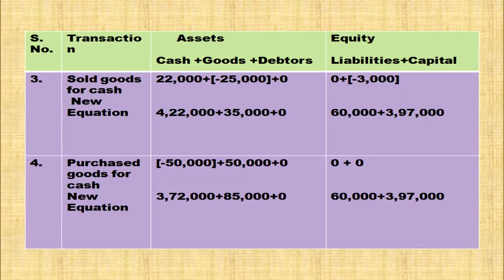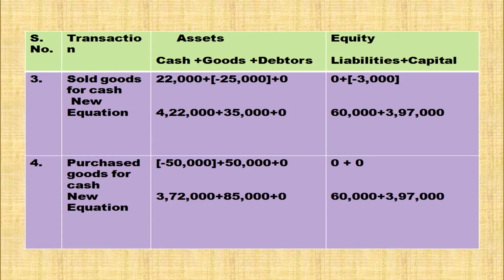In this case, how is the accounting equation affected? Goods are sold. Cost price is 25,000. So, in the goods column minus the cost price 25,000. It is sold for rupees 22,000. So, cash is coming inside the business, 22,000. Cost price is 25,000. Selling price is 22,000. So, there is a loss. Cost price is more than the selling price. 25,000 minus 22,000, 3,000 is the loss. It will be deducted from the capital.